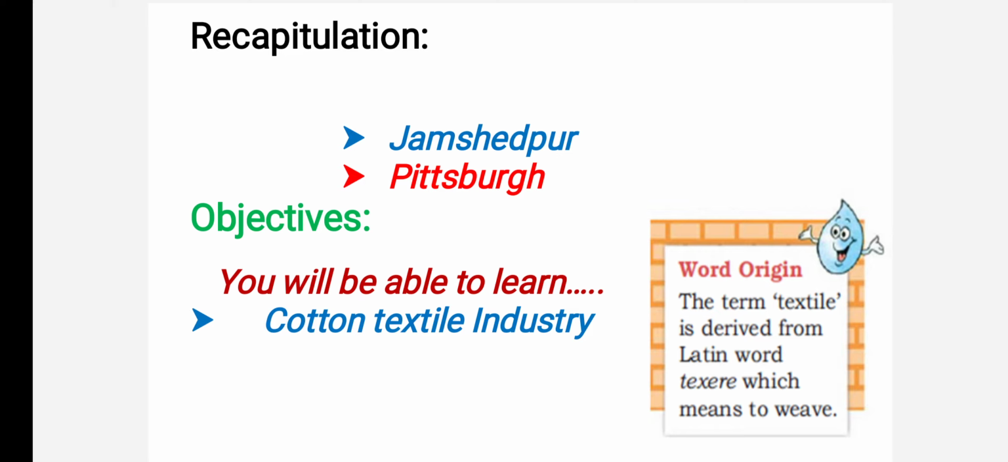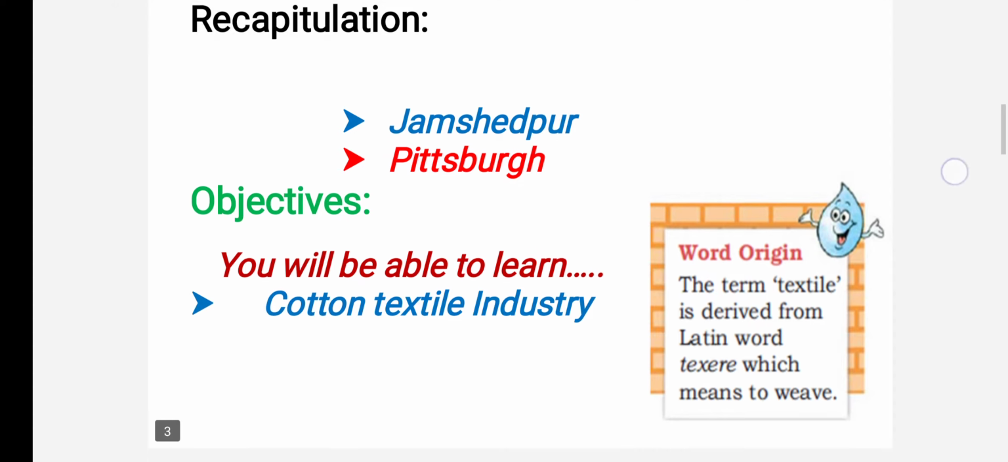Before I start this chapter as a topic, I just want to tell you a small word origin. The term textile is derived from the Latin word texere. Texere is a Latin word. From this texere, the word textile has come. What is the meaning of texere, children? Weave. Okay, fine.